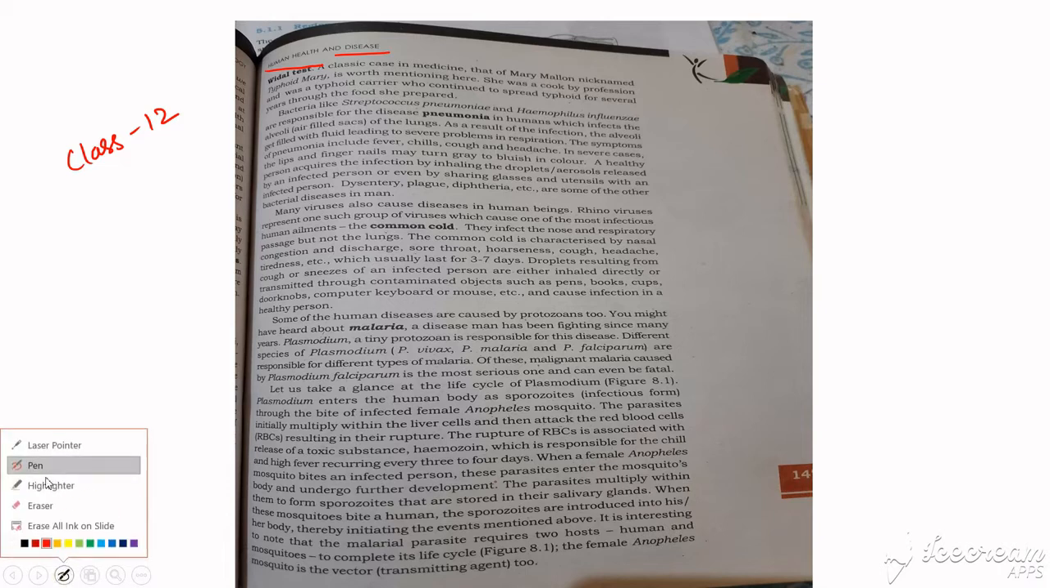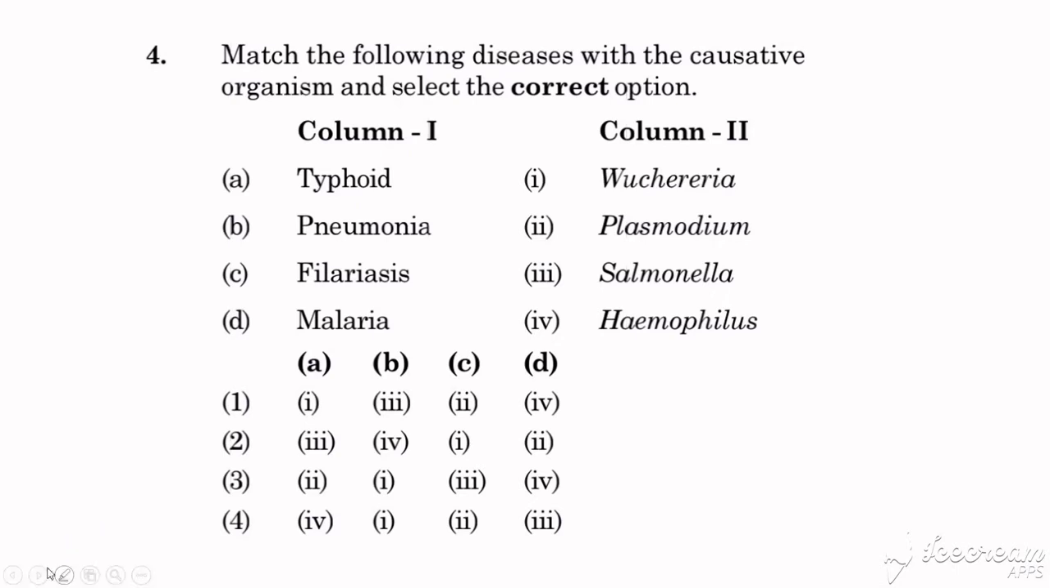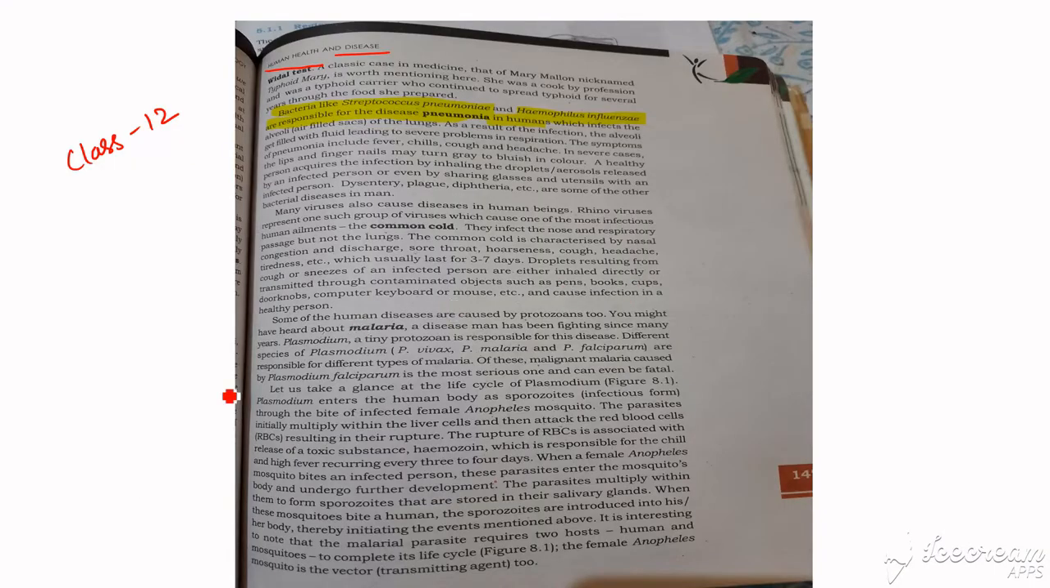So let's talk about it, starting with the first word given, pneumonia. As we can see here, bacteria like Streptococcus pneumoniae and Haemophilus influenzae are responsible for the disease pneumonia in humans. So the causative organism is bacteria, that is Streptococcus pneumoniae, and the other is Haemophilus influenzae. Okay, so if we talk about the options, for pneumonia Haemophilus is given, so we will match that. Pneumonia's is Haemophilus. If it had been Streptococcus, you could have marked that instead of Haemophilus. Next, okay, here we are also given malaria.